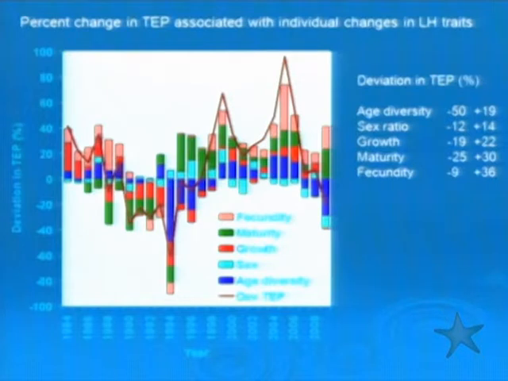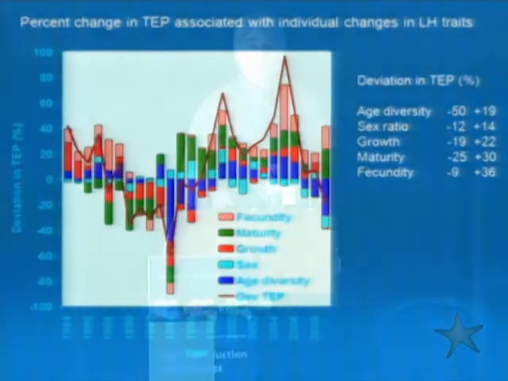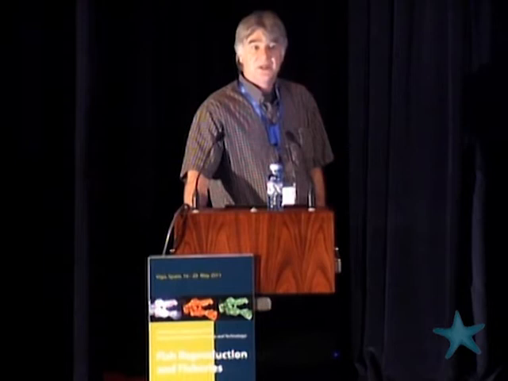In some cases, they will have positive or negative effects on the total egg production. Also, depending on the year, it's not the same life history parameters that will influence the deviation in total egg production. In some cases, these parameters will have cumulative effects on the deviations in egg production, and in other years, they will have opposite effects.